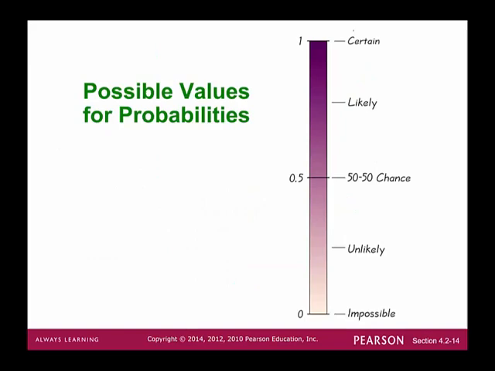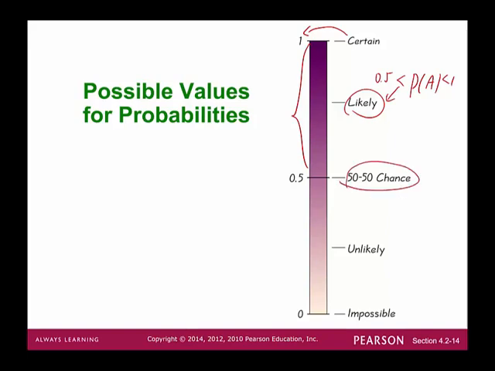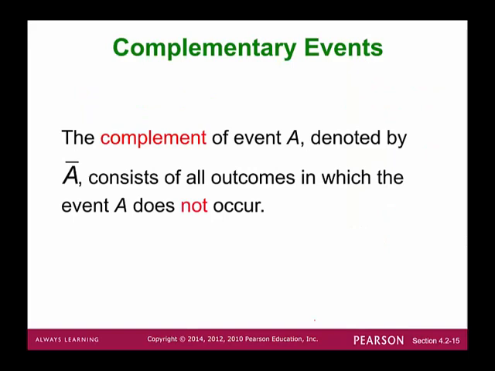We have a certain event whose probability is 1, and anything in between we call a likely event. So for a likely event, the probability of A should be greater than 0.5, less than 1. That's a likely event. A 50-50 chance has 0.5 as probability. An event with probability of A greater than 0, less than 0.5, that's an unlikely event. An impossible event has probability of 0. So that's the breakdown of all the possible values of probability.